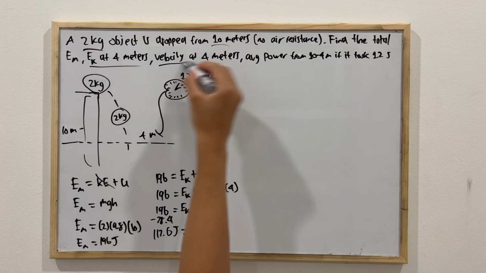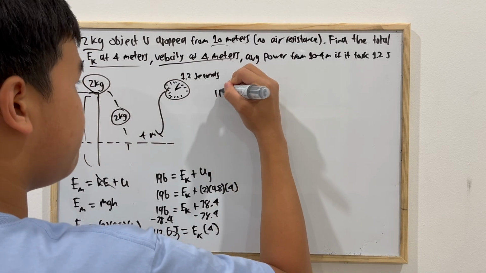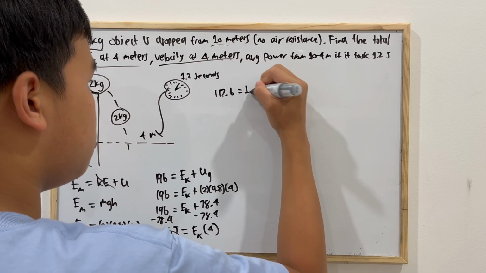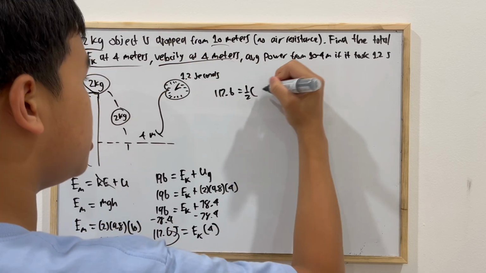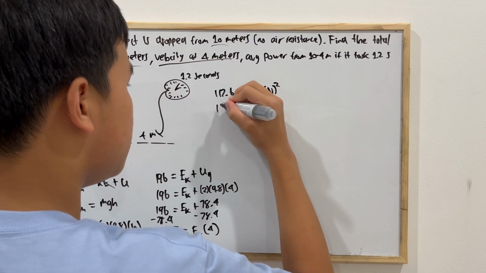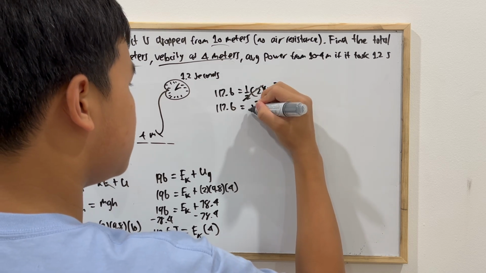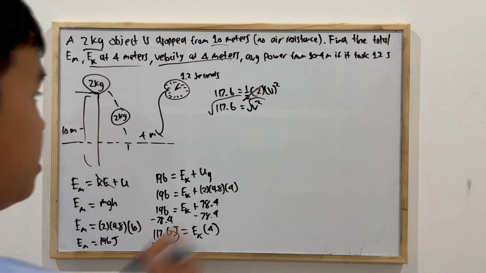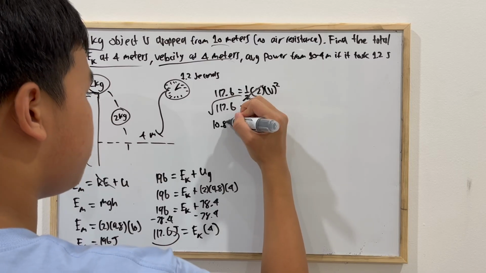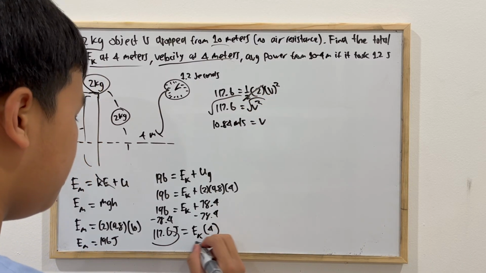To find the velocity at 4 meters, we just plug this into the kinetic energy equation. So we have 117.6 equals 1/2 m, which is 2, times v squared. So 117.6 equals v squared, this cancels out, we root both sides, and we get 10.84 meters per second as our velocity at 4 meters.